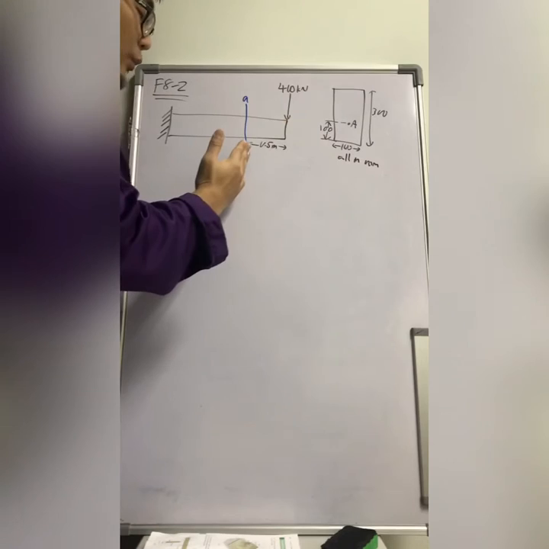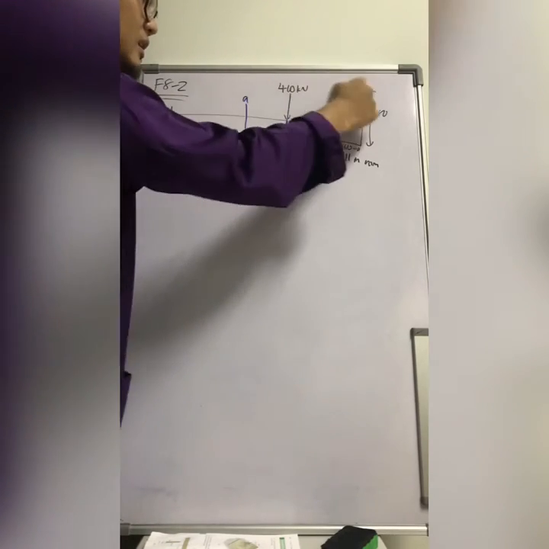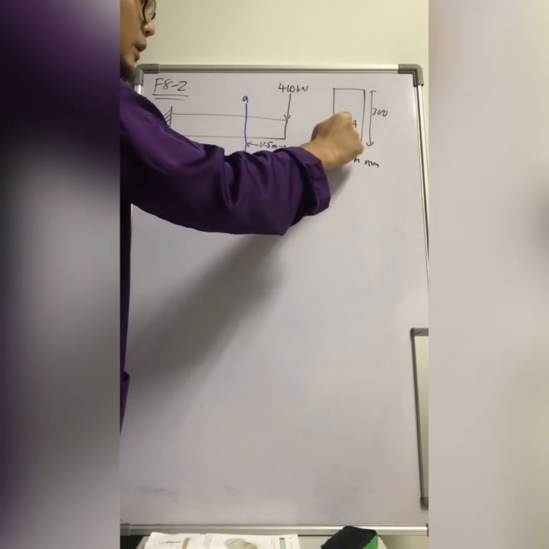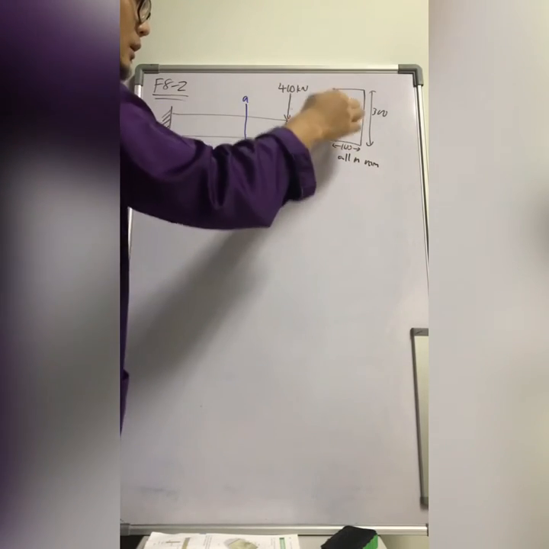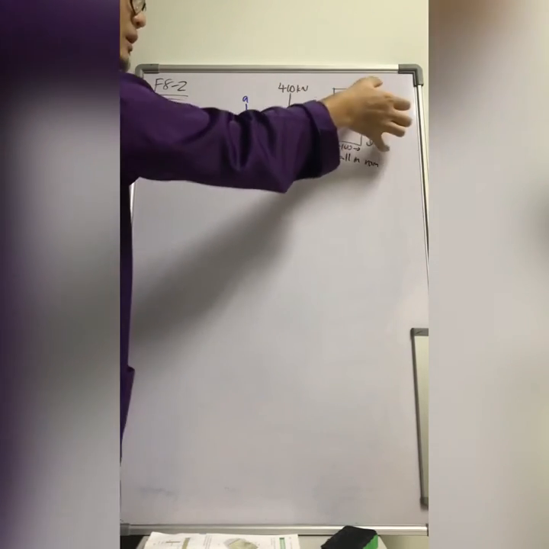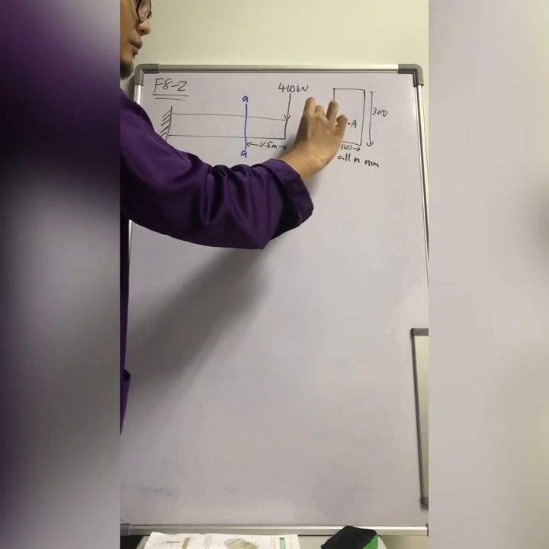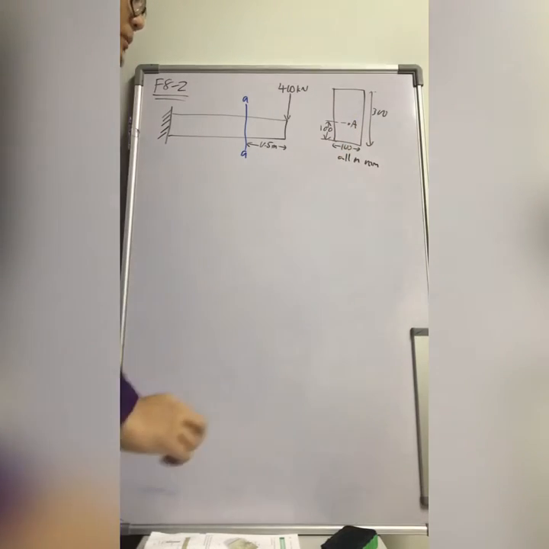So you cut 1.5 from there, and then you see this section, top, bottom. This point A is with this dimension: this is 300 millimeter, this is 100 millimeter, and point A is 100 millimeter from the bottom.